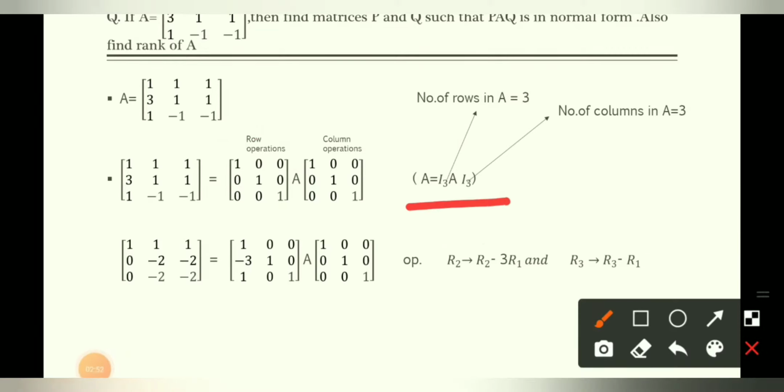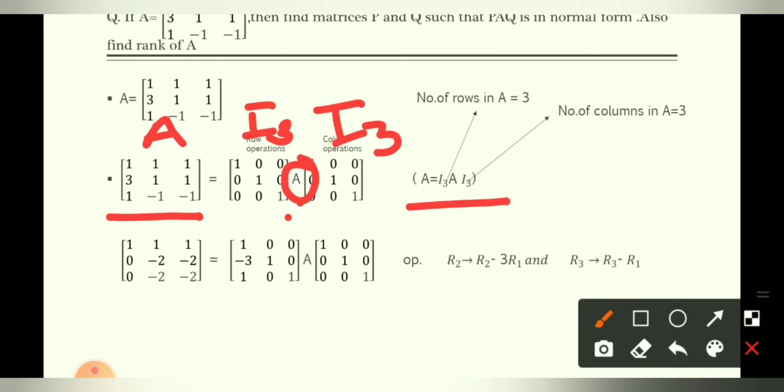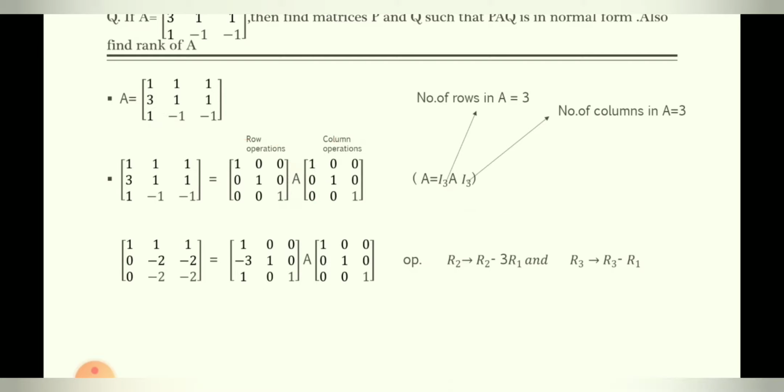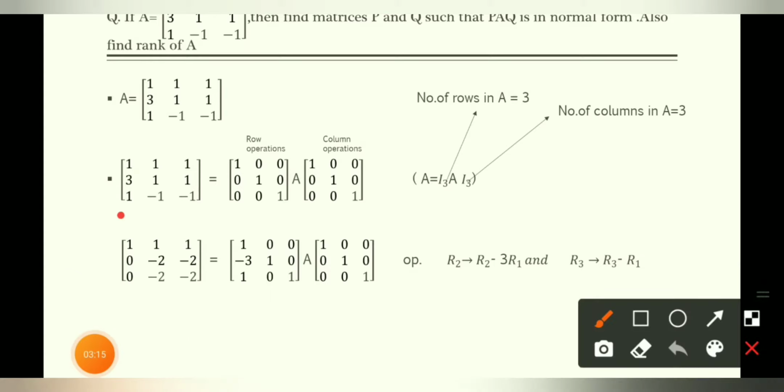So here also you have to write A. This is the A matrix, this is your I3, this is again A. You don't need to put the value of A, it will be written as it is throughout the question. And here again I3, because the matrix A has 3 columns. So you write this A matrix as IAI.